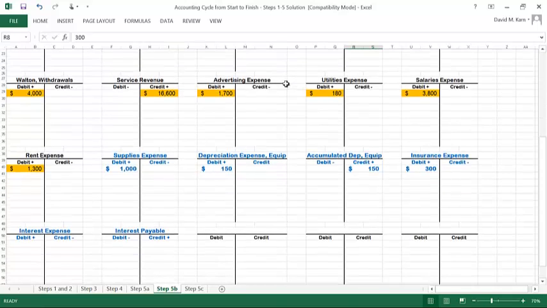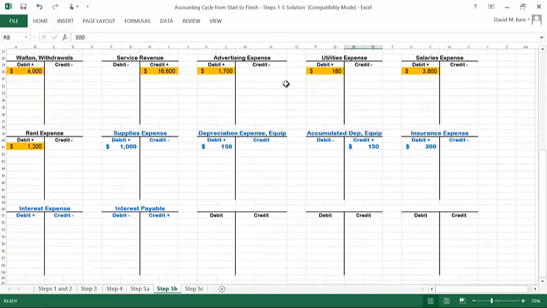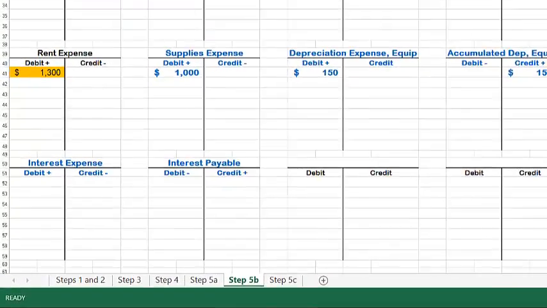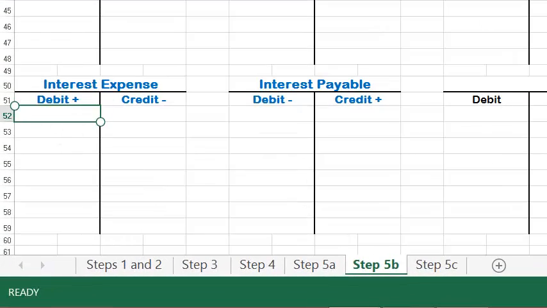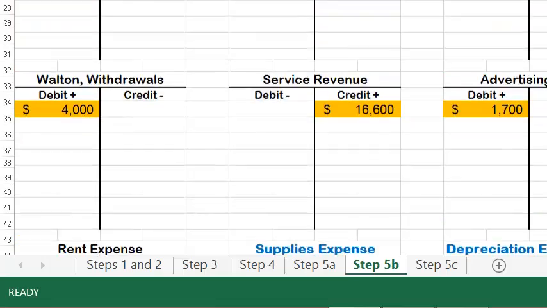And then the final one that we have to deal with is our interest expense. We have to debit that for $50, and we have to credit interest payable for $50. So we've posted all of them, and we have to then look and see what the new balances of the accounts are going to be.